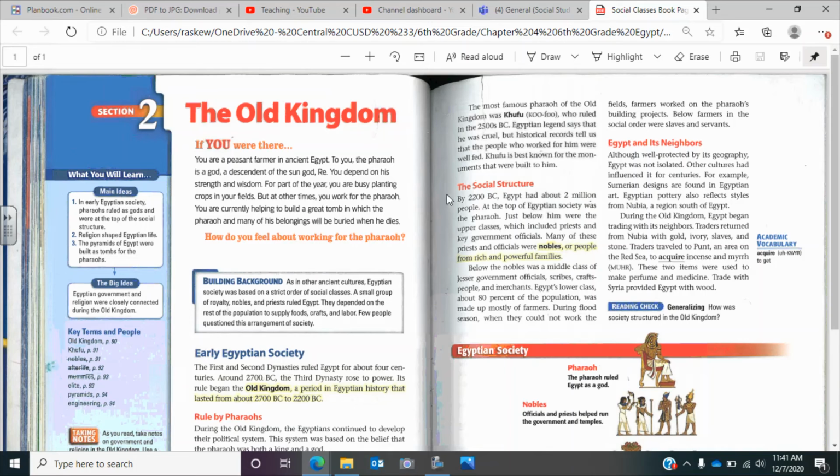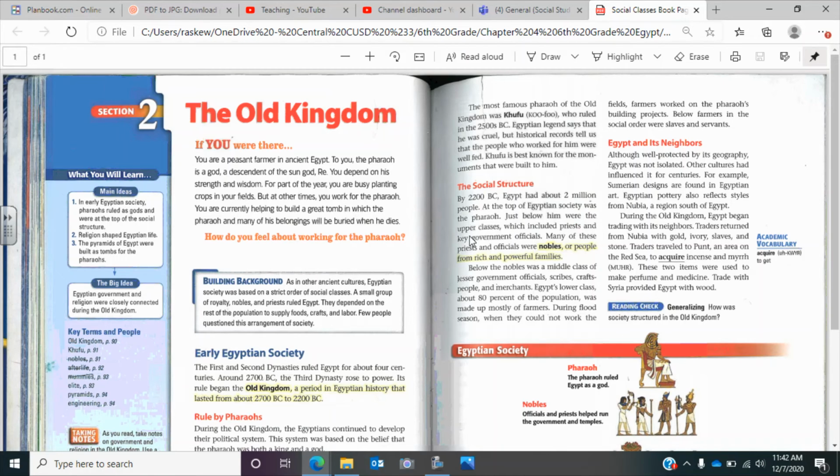The social structure. Now is where we're getting more into it. We know the pharaoh's at the top, but what was the order of the people below him? By 2200 BC, Egypt had about 2 million people living there. At the top of Egyptian society, obviously, was the pharaoh. So the pharaoh was at the top, you can see here.